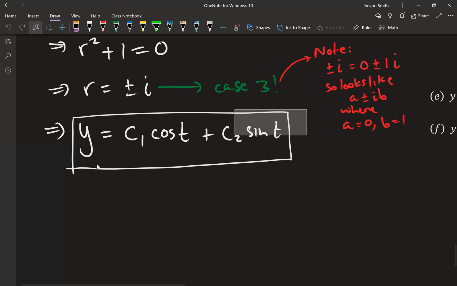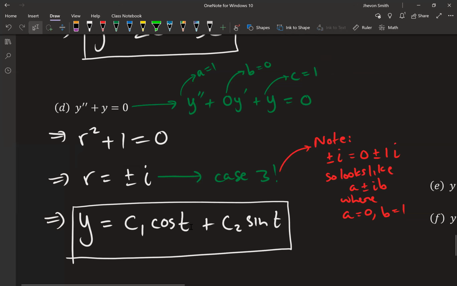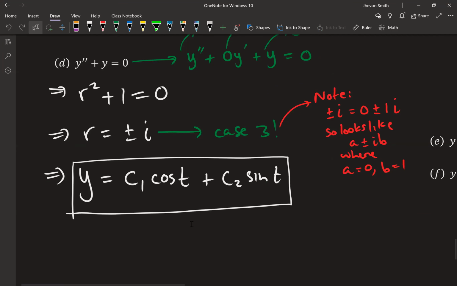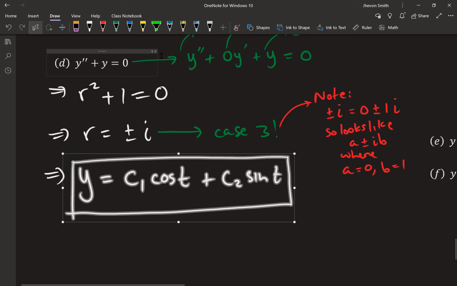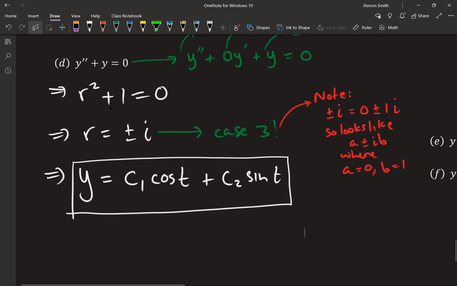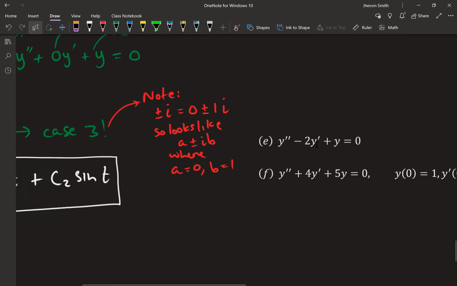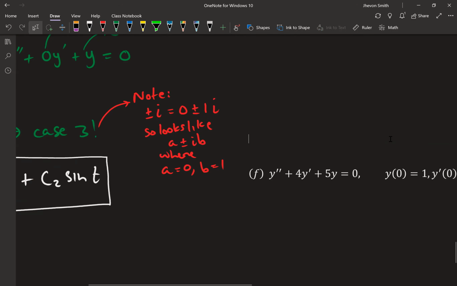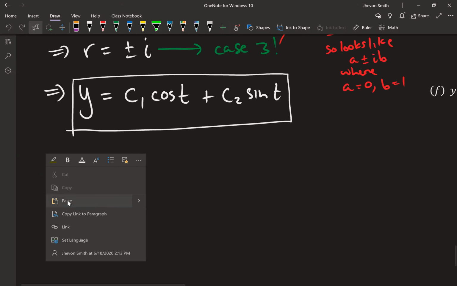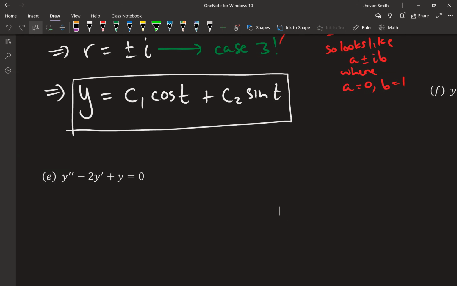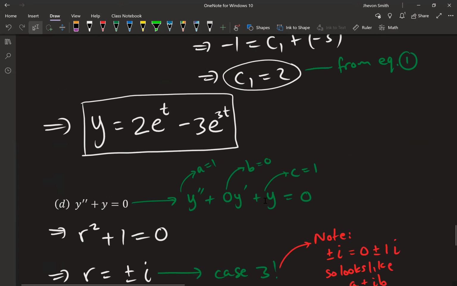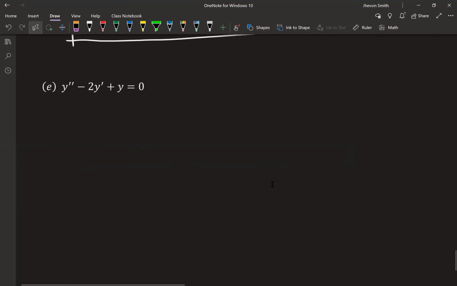Why does this combination solve the differential equation? Well, I'm going to explain that to you a little bit later. But yeah, that would be the solution. This is the general solution for this differential equation. Again, go to the characteristic equation, solve that. When it gets complex roots, that means you're in case 3. Apply the formula for case 3, that's your answer. Okay, so that was example D. Let's look at example E.